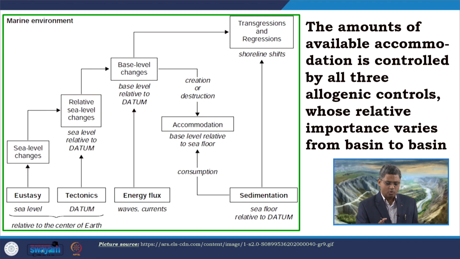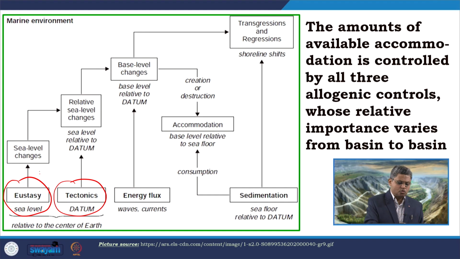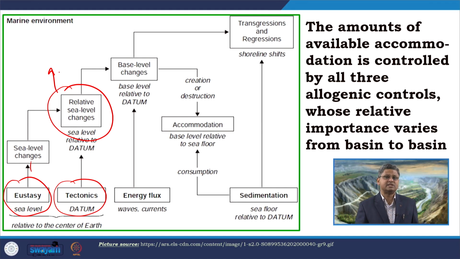particular flow chart, where the accommodation creation is controlled by several factors. So, it starts from sea level change, eustatic change, or it can be tectonic change which may cause change in the ocean volume, and these two factors together can lead to change in the relative sea level condition, either rise or fall in the relative sea level condition.